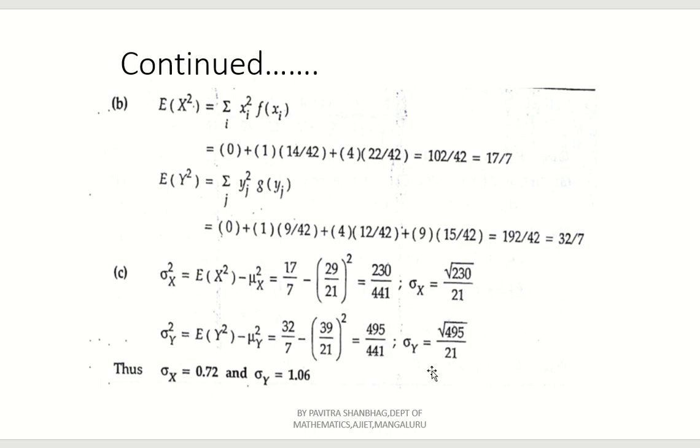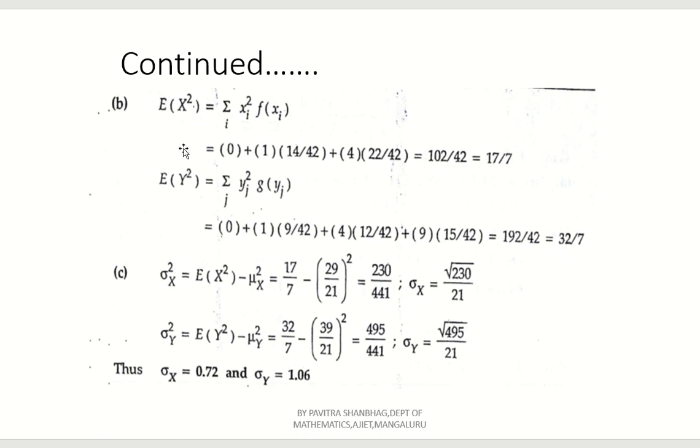What is its square root? Sigma y equal to root 495 by root 441, that is, we'll get 21. Now after simplification, sigma x equal to what? The simplified form is 0.72 and sigma y is 1.06. So these are the standard deviations for the given problem.